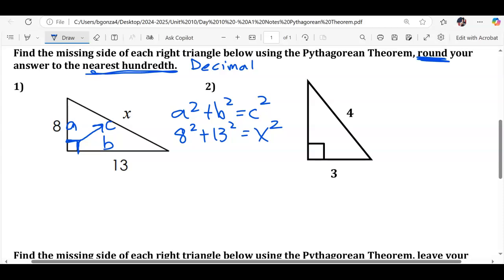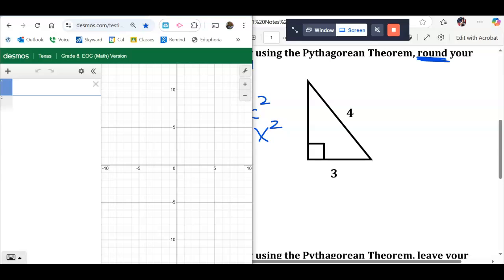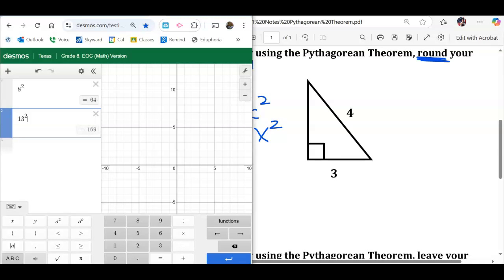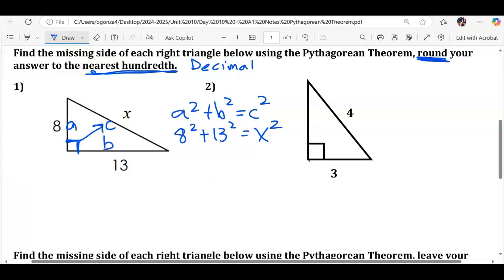8 squared plus 13 squared. You can do it separate, like 8 squared, 13 squared, and add them up. Or you could just do it in one step, 8 squared plus 13 squared. Either way, you're going to get 233, okay? So 233 equals x squared. Now, is x by itself? Almost. There's a squared here. We talked about this last Thursday, okay?